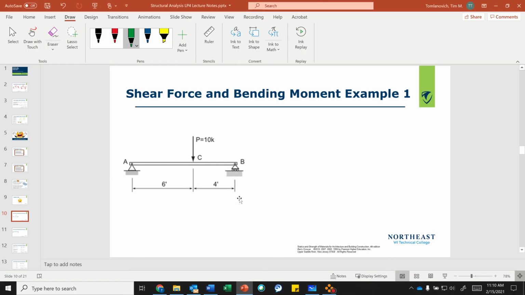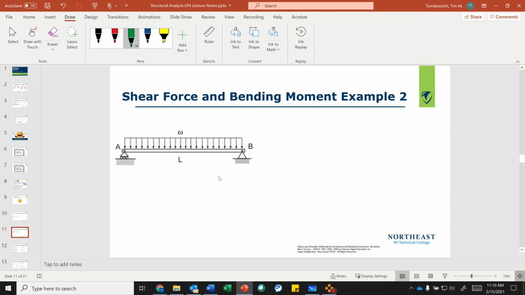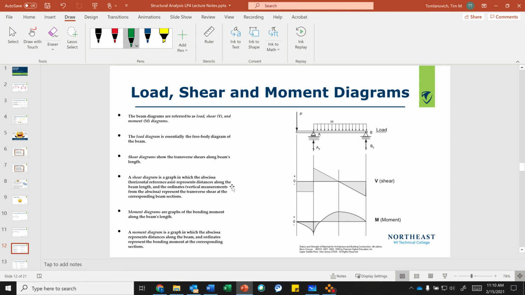So I'm going to go back to the PowerPoint. That was example 1. We did example 2, and we'll be coming right back to these. Okay, so when I look at the shear and load diagrams, this is my load diagram. That's basically your free body diagram. I have my reaction solved. Here's a distributed line load, and here's a point load.